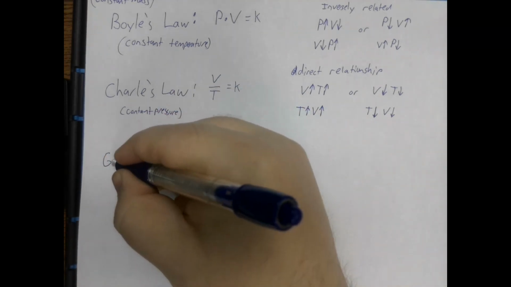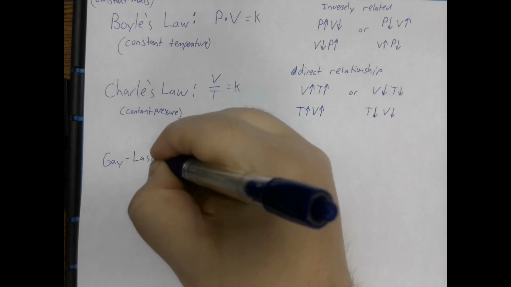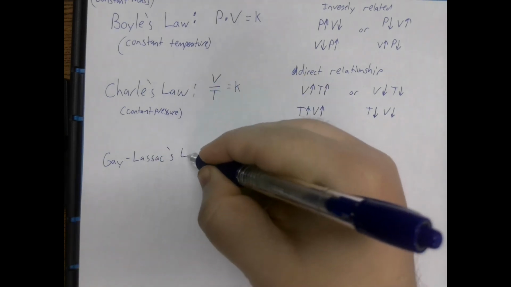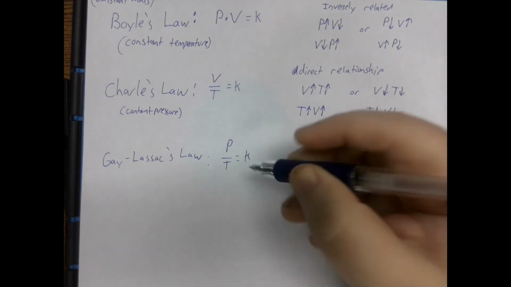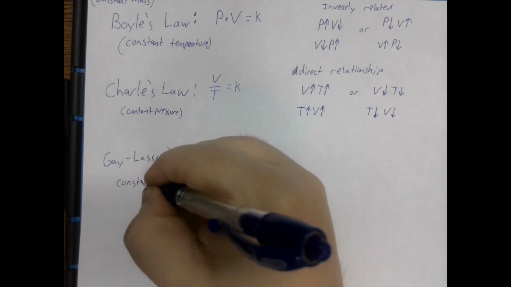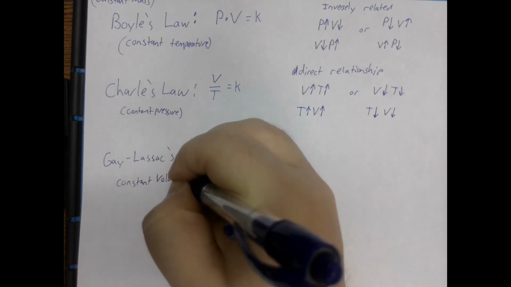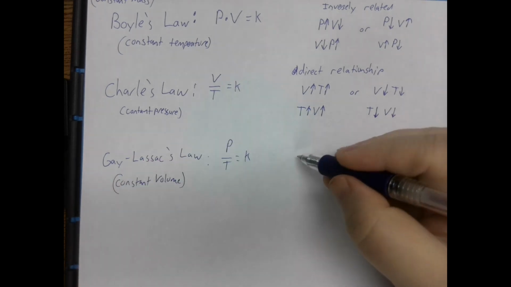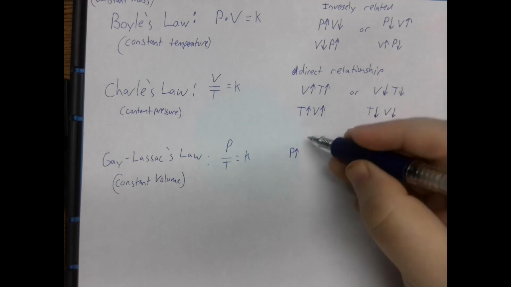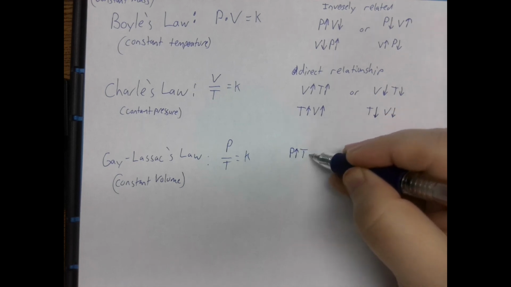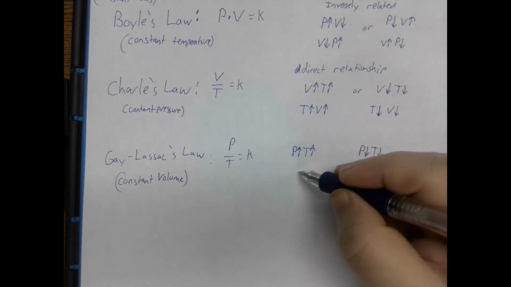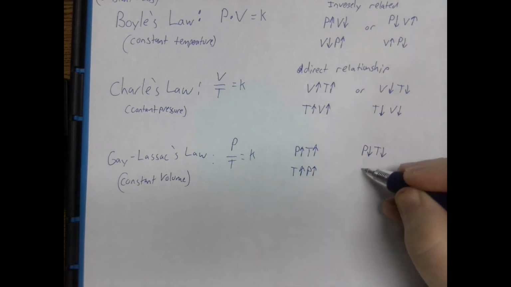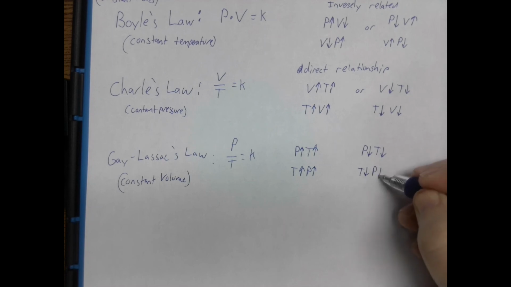And lastly, we have Gay-Lussac's. And this relates pressure and temperature. Again, this assumes constant volume. And again, we could say that as this is direct, as pressure increases, temperature increases, or as pressure decreases, temperature decreases. Or you can reverse them: temperature increases, pressure increases, or as temperature decreases, pressure decreases.